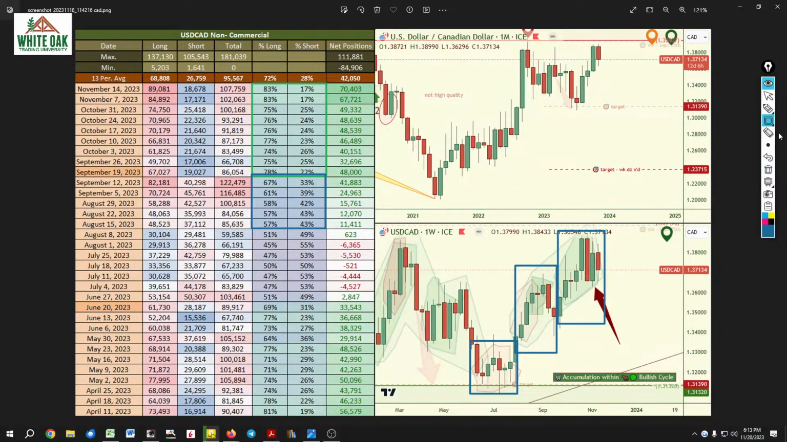Take a look at net positions. You see what net positions were doing? All throughout here, bearish. And now look how bullish. 70. Now, if you look at the supply and demand dynamics that are taking place on the chart, here's the monthly chart on the top here. Monthly chart. You see this?